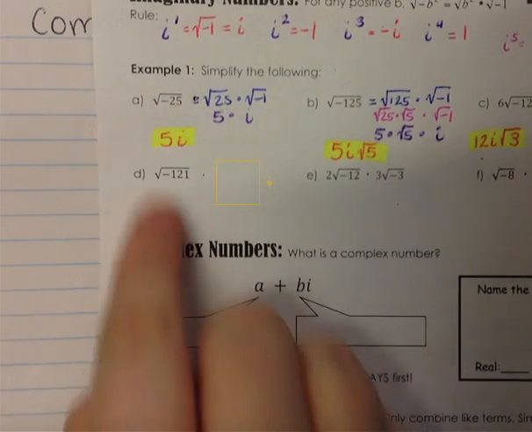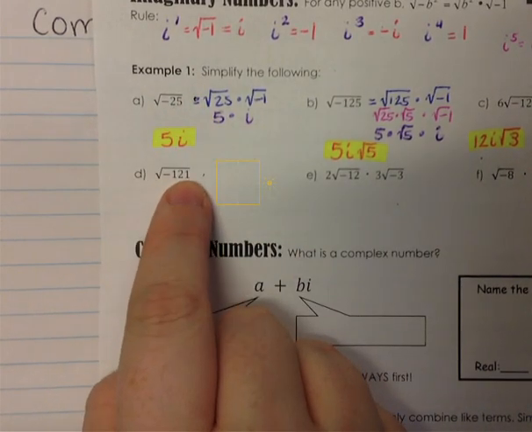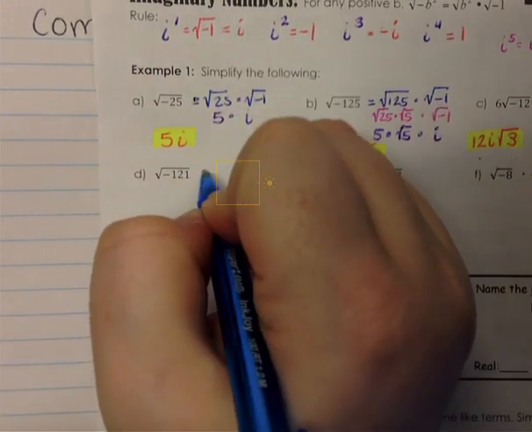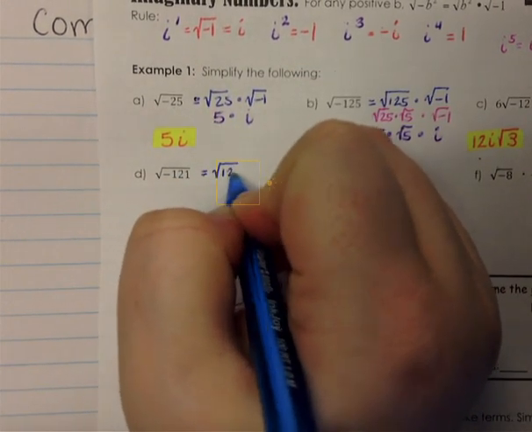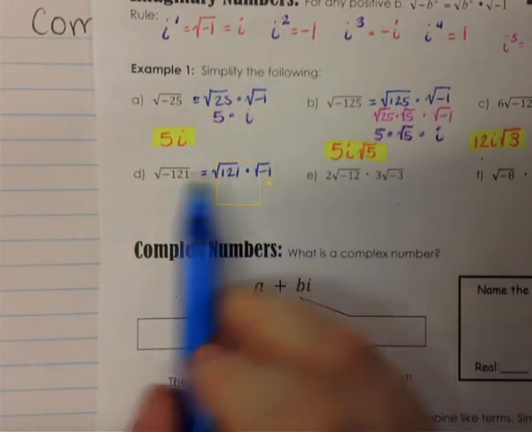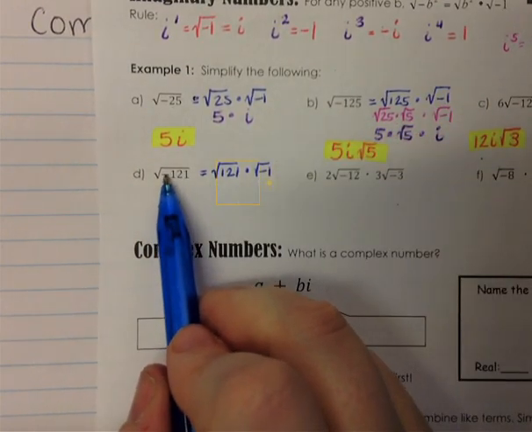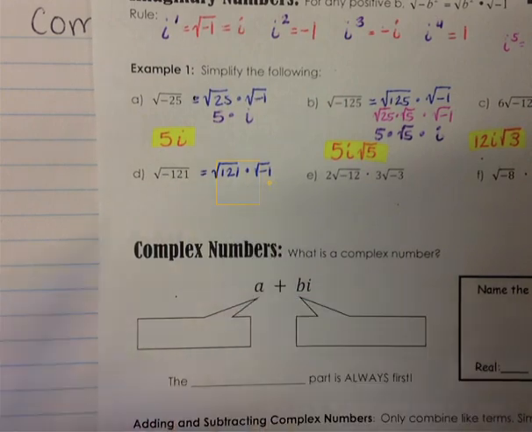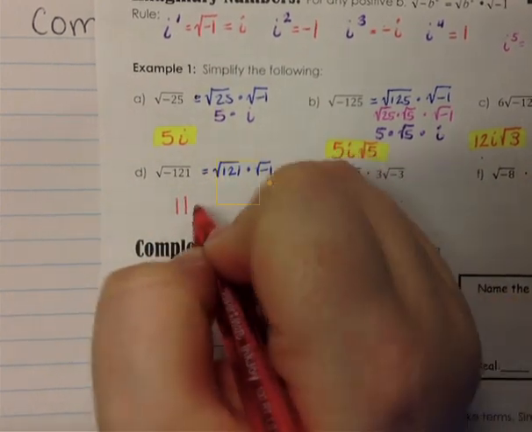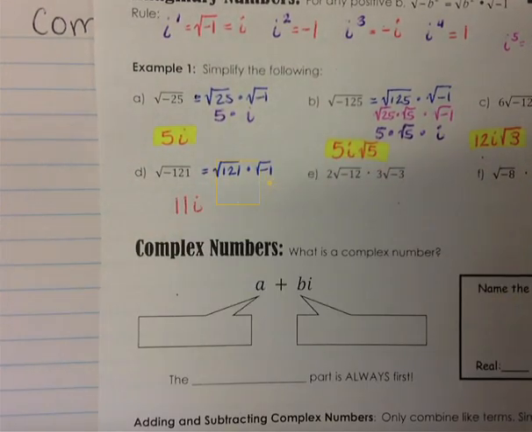So if we keep going, D, square root of -121. So again, this is the square root of 121 times the square root of -1. When I see that negative inside the radical, I know I have to pull out an i. The square root of 121 is 11. The square root of negative 1 is i. So that is our answer, 11i.